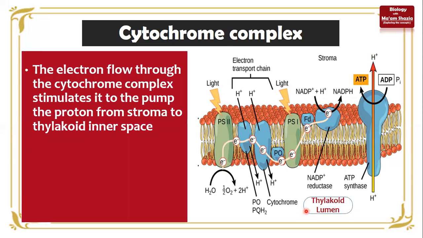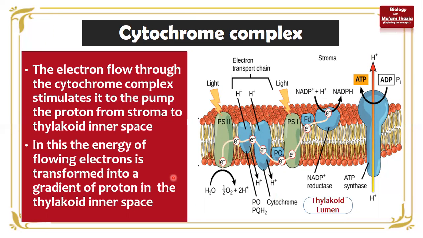So the stroma has the hydrogen ions, which are pumped by the cytochrome complexes to the thylakoid lumen. So, what is the purpose of doing this? The energy of the flowing electron is transformed into a gradient of protons in the thylakoid inner space. This is the purpose. By taking the energy from the electrons, these protons will become high energy protons.